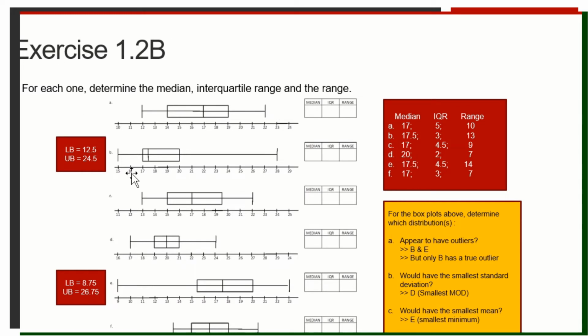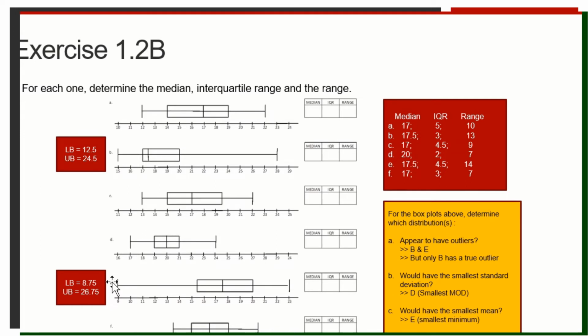Why B and E? If you look at this, it pretty much looks like the left and the right whisker are quite the same size. This one, no, right? One so long and one so short. This one looks okay, this one looks okay. See, one so long and one so short. So it would be B and E that appear to have outliers. But in real fact, only B has an outlier. They ask you appear, that means looks like. It's not like it's calculated, you know.